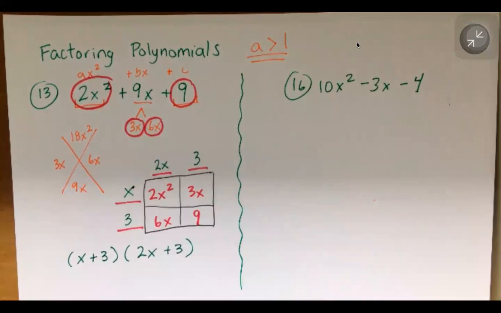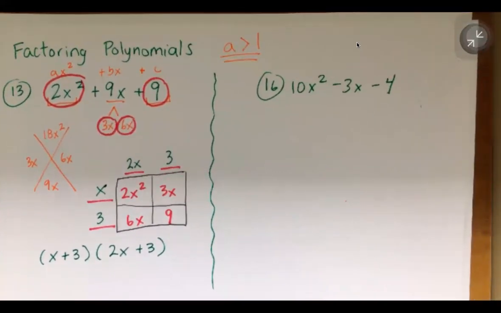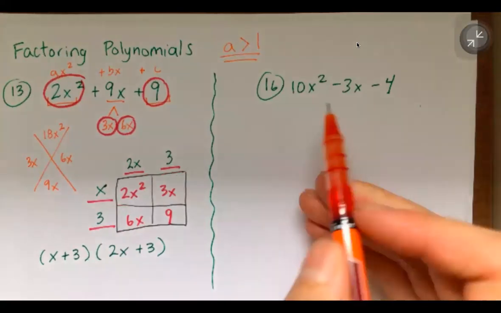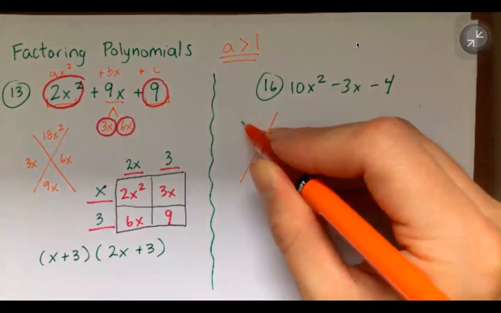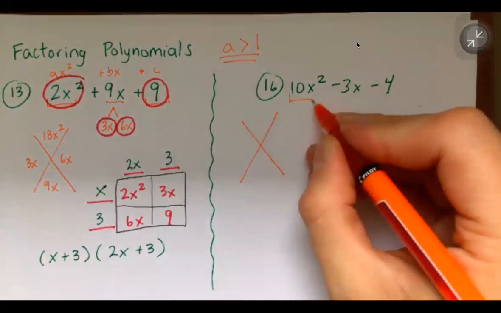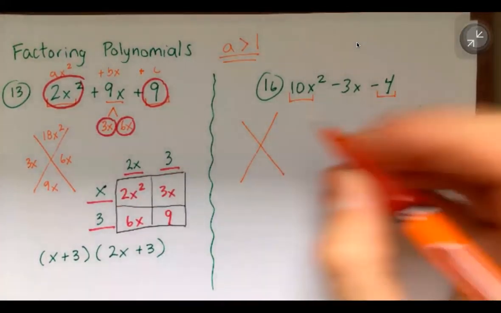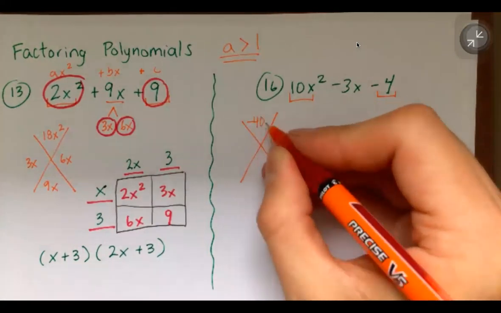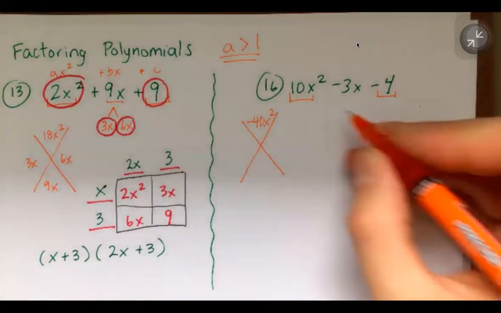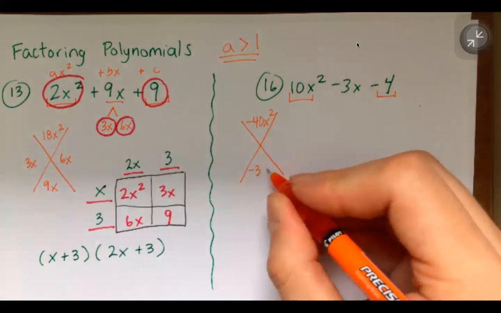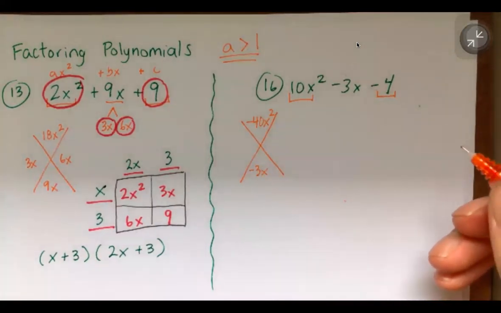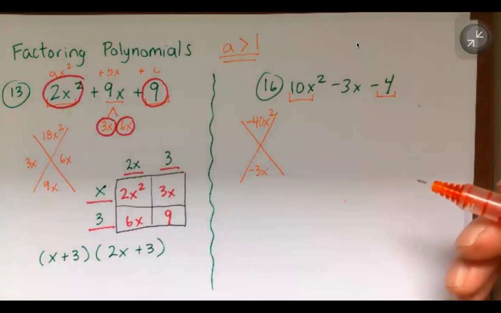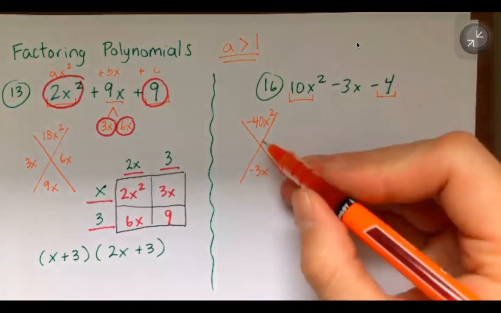All right, not so bad. We're going to go ahead and do the second one here. This one is a slightly harder one because of the negatives. We're going to have to deal with those as we go. So again, multiply the first term times the last term. That's going to give us negative 40x squared and negative 3x. All right, so we need to figure out two numbers that multiply to negative 40 and add to negative 3.